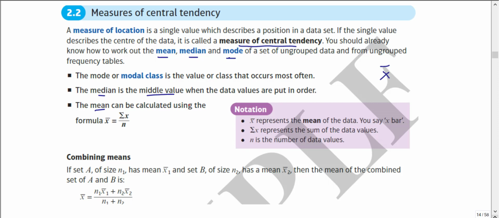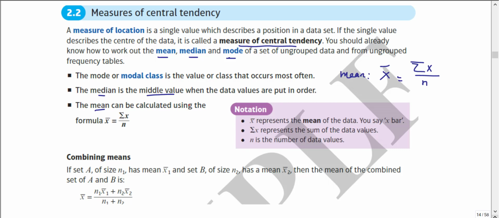Mode is the most repeated value. Our mode is what? The most occurred value or the most repeated value, the value that repeats the most. Then the average, or the mean. How to calculate the mean? There is a rule. This is the mean. If I want the mean, we do sigma x over n.